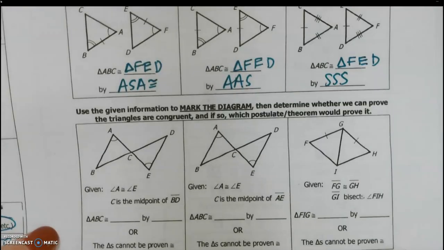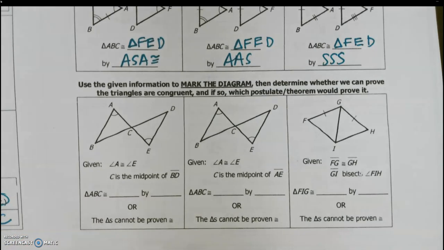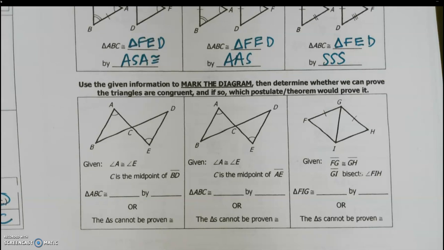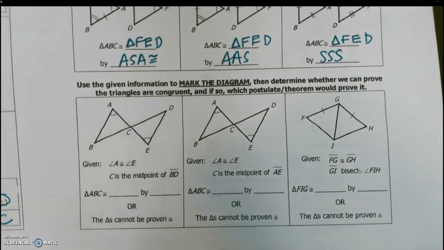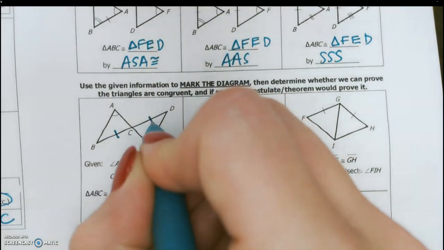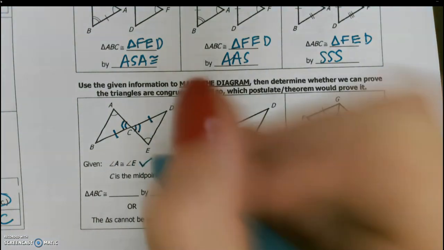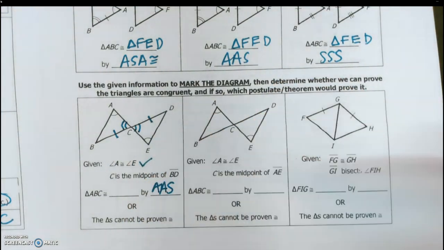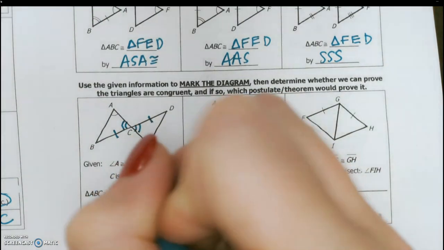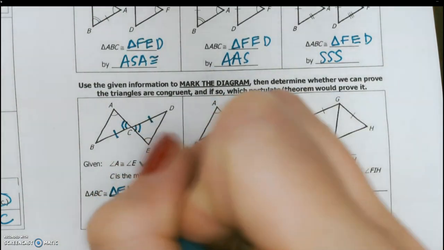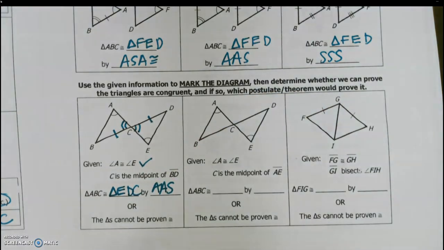All right, last section says use the given information to mark the diagram, then determine whether we can prove the triangles are congruent. If so, which postulate or theorem would prove it? So angle A is congruent to angle E, that's given and it's marked. C is the midpoint of BD, so BD has been cut in half. And the only other thing that we could mark inside of this diagram are vertical angles. So we have angle, angle, side. Angle A corresponds with angle E, B with D, and C with C.